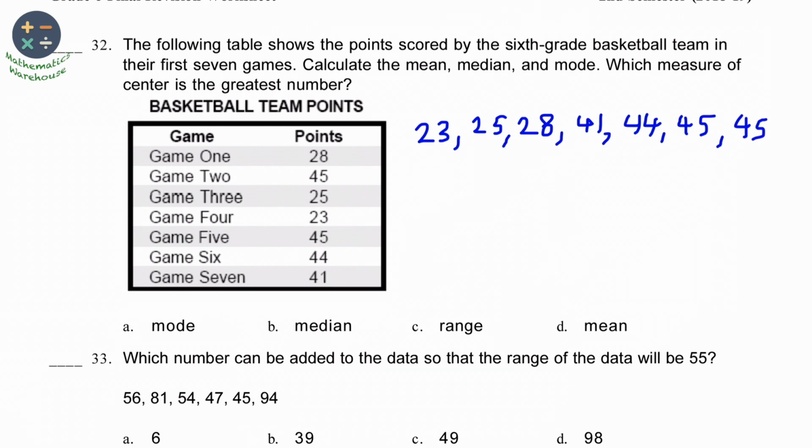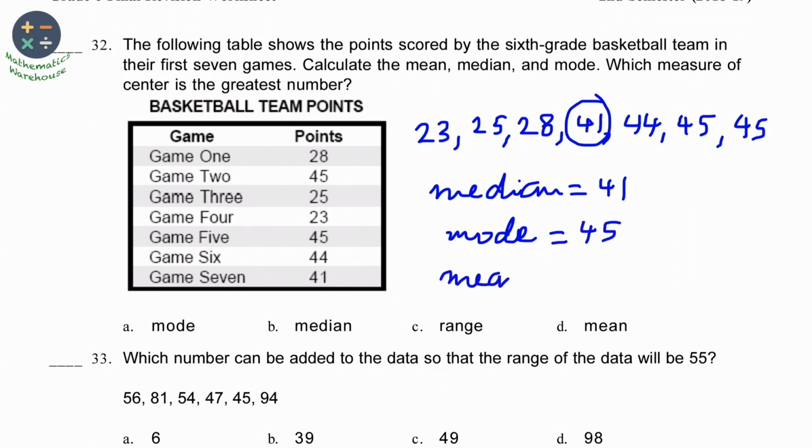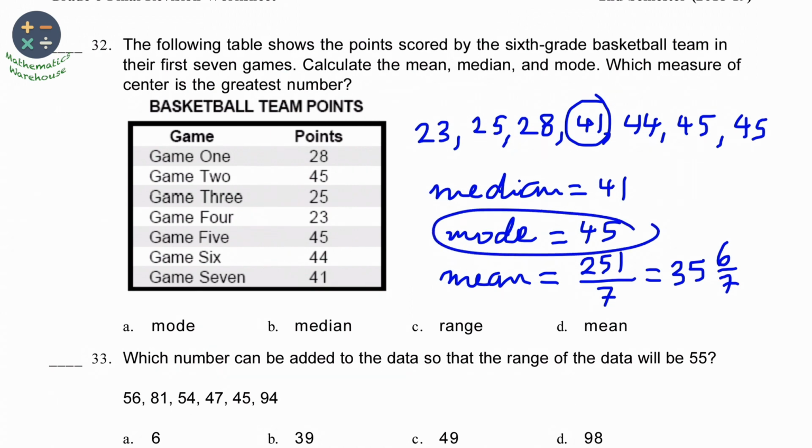Now, which number is the median? Of course, the one which is exactly in the middle, which is 41. So this is the median, equals 41. Which one is the mode? The most repeated number, which is 45. Now, the mean, we have to add all these data, 23 plus 25 plus 28 plus 41 plus 44 plus 45 plus 45. Total is 251, and divided by how many values do we have? We have 7 values, so divide by 7, so the answer would be 35 and 6 or 7 remainder. So now, which one of these has the greatest number? Of course, this is the mode. So the answer would be A.